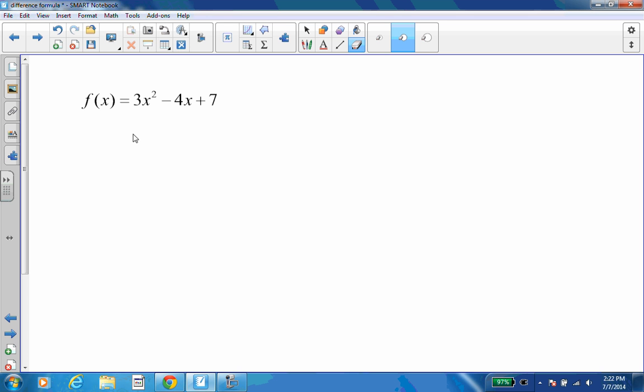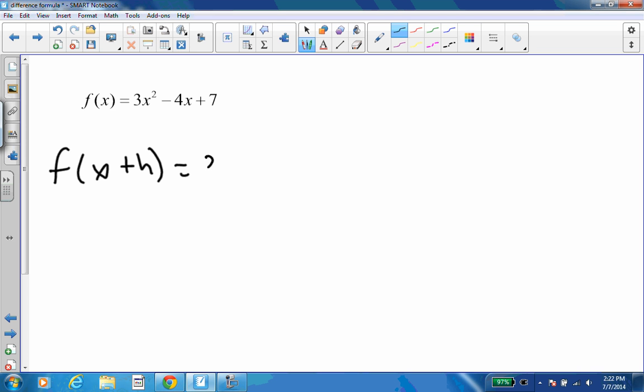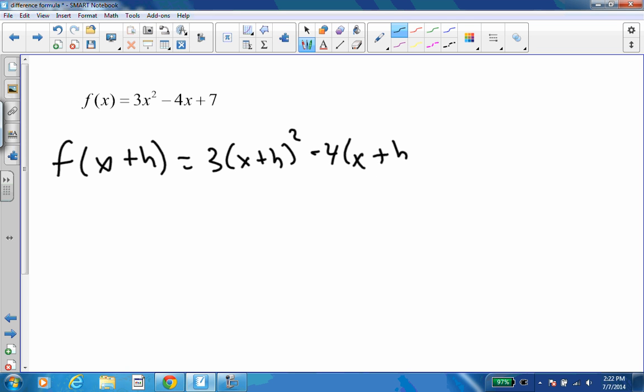3x squared minus 4x plus 7. So first we need to understand what f of x plus h means. And of course it means that everywhere we had an x, we now put x plus h. As you can see, everywhere we had an x, we put an x plus h, but we now need to do the algebra. For example, square out the x plus h squared. Just FOIL it, or however you like to write that, but it'll be the first one squared, twice the product, and the last one squared.